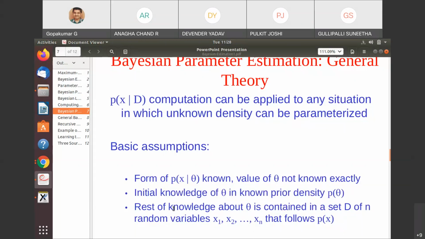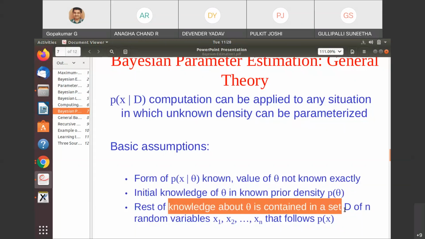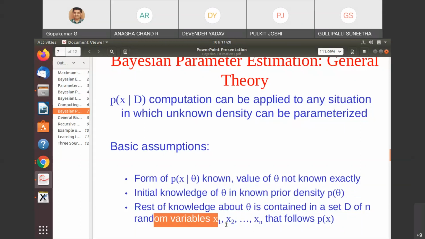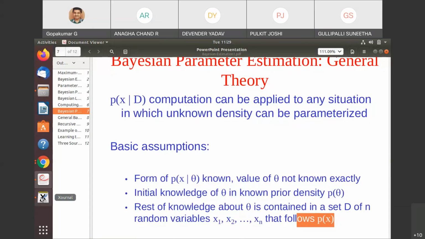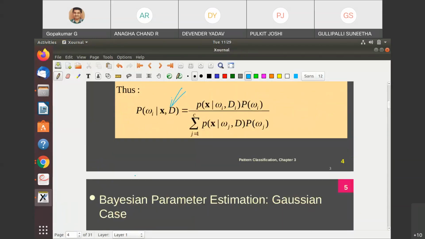Once that is known, the rest of the knowledge about theta is contained in a set D of n random variables, that is our features x1, x2, etc., that follow p of x. We don't know exactly what the probability of x given D is, but we assume that the form of probability of x given theta, the parameters that generated this training data set D, is known. Only the parameter values are unknown, and we will try to find them from the given data set D, so that the problem is solved. That is the assumption we will be utilizing.